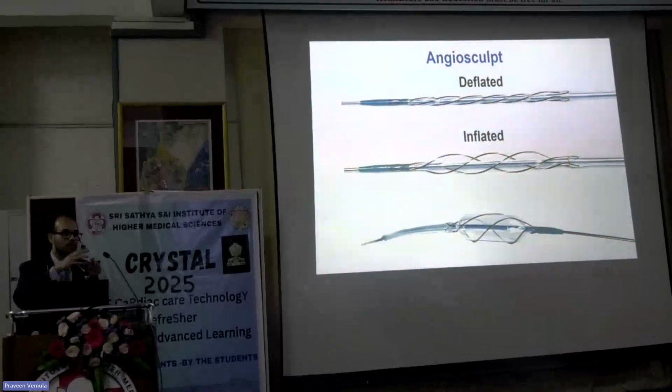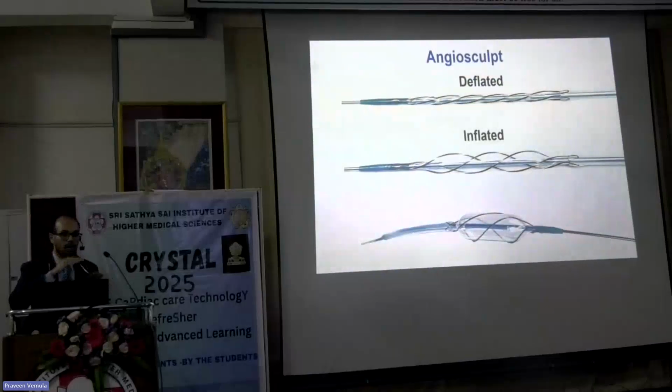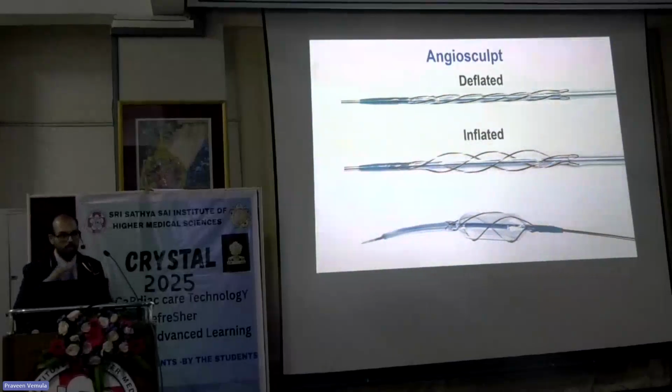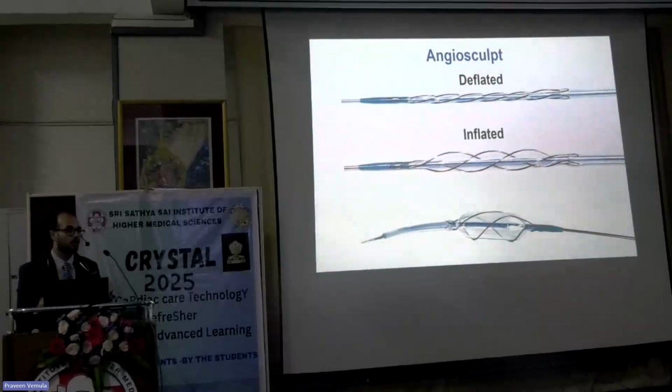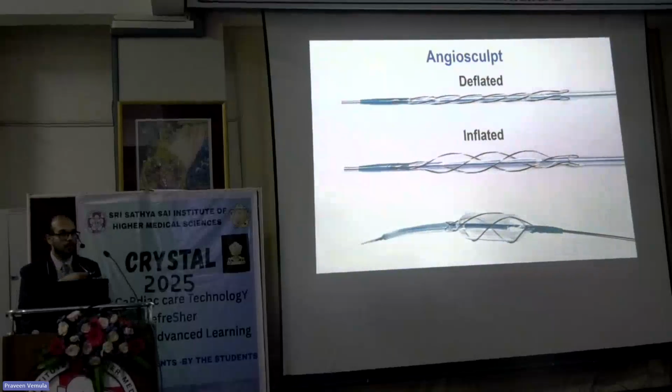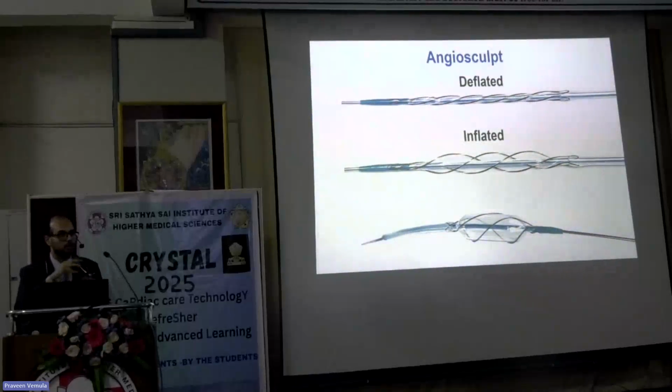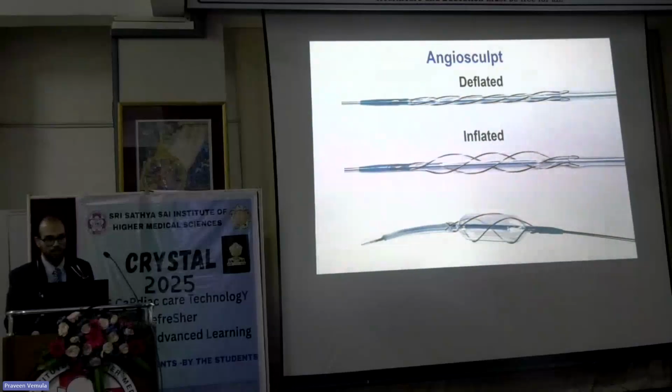So when you expand the balloon, you're sort of giving a cutting effect to the lesion, right? It cuts open and dissects the lesion in a more controlled manner. Especially in fibrotic lesions where you see the balloons keep slipping, this sort of holds on to the lesion and in a controlled fashion dissects it.